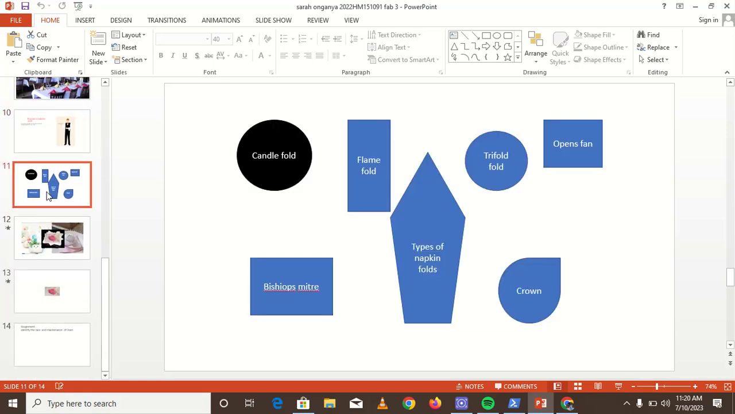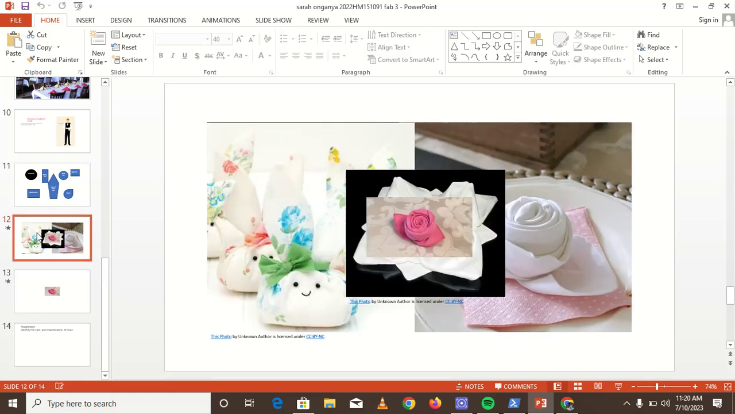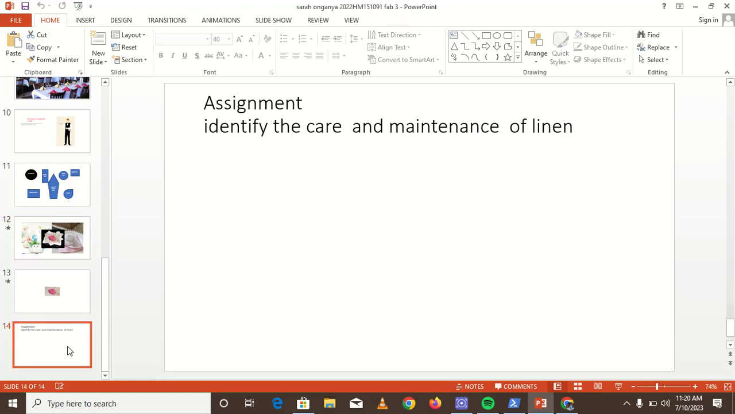Next, we have examples of napkin folds, and I would like you to go and get examples and print them. We also have a video on an example of a napkin fold. It shows a napkin fold which we mostly use in our restaurant, which is a rose. You can watch it later during your free time. For the assignment of the day, I would like you to identify the care and maintenance of linen that we use in our daily operations in the restaurant.